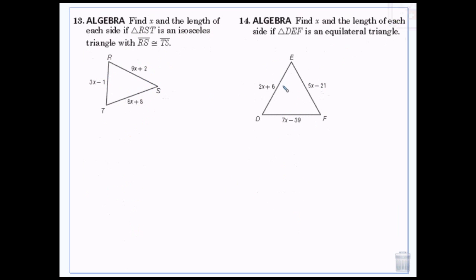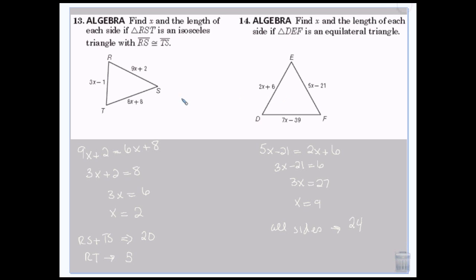Why don't you guys try these? It's the same basic exact idea, but I just want you to try them and make sure you got them down. Okay, so we end up with that both of these sides are 20, and that side's 5, and then all three sides on here are 24. Good.